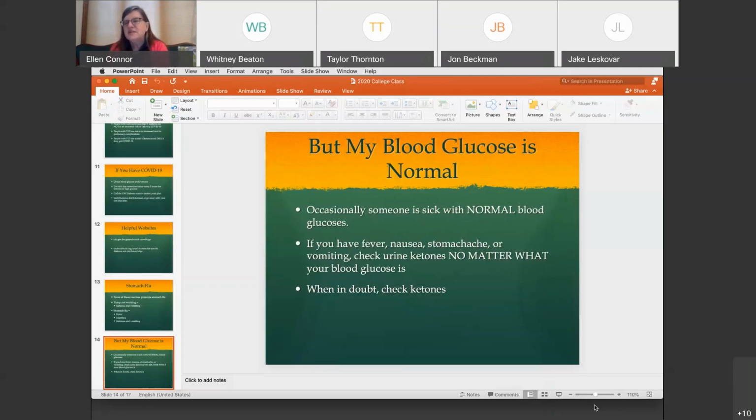So check the ketones. If your blood sugar is low or normal, we'll try to see if you can drink things like Gatorade, like a tablespoon of Gatorade every 30 minutes or so to get your blood sugar up enough so that we can give you some more insulin to clear out the ketones. If you can't do that, then what we do is have you go into the ER and get some IV fluid for a couple of hours, and then hopefully you could go home after that. So when in doubt, if you think you're sick, check your ketones no matter what the blood sugar is.